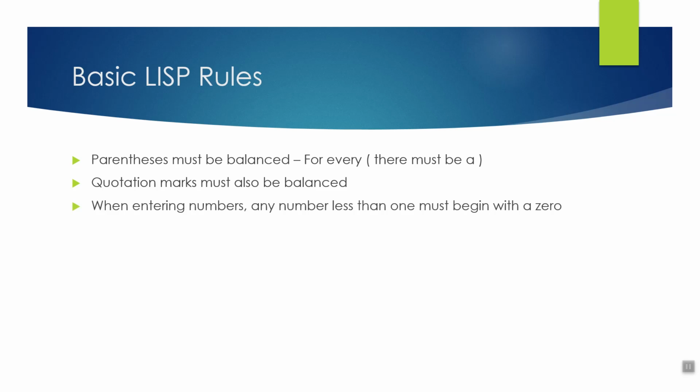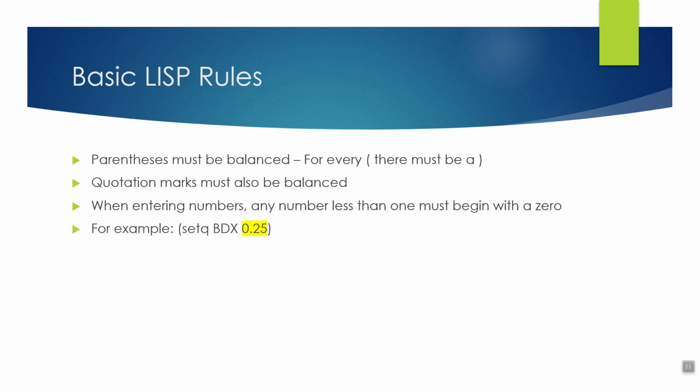When you're entering a number, any number less than 1 but more than -1 must begin with a 0. So you can't just put .5, you have to put 0.5. If you don't include that original 0, it'll give you an error message, and we'll come back and talk about that in a couple minutes.